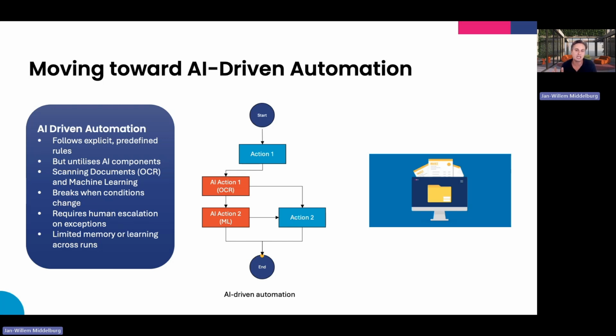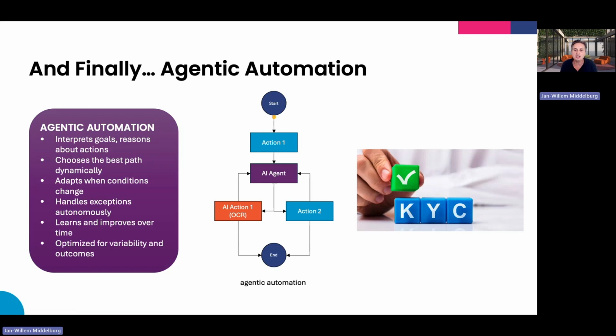One of the common use cases here is document processing. Think about invoice automation, or think about processing information from IDs or pictures. Those are very common use cases that utilize AI-driven automation. Now, the change that is fundamentally shifting is agentic automation.